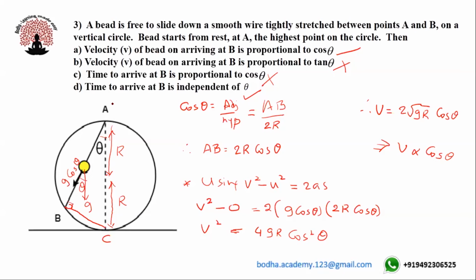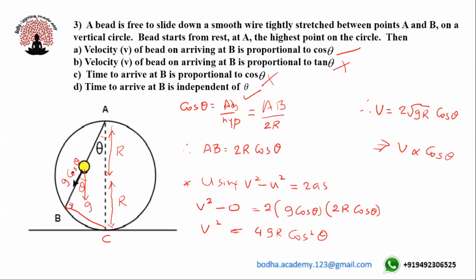A bead starts sliding from A to B along this string. The string makes an angle theta with the vertical. In this circle, I'll take the radius as r, so the diameter will be 2r. Acceleration is nothing but acceleration due to gravity, acting vertically downward. This makes an angle theta with the direction of the string. Therefore, the acceleration in the direction of the string is g cos theta.